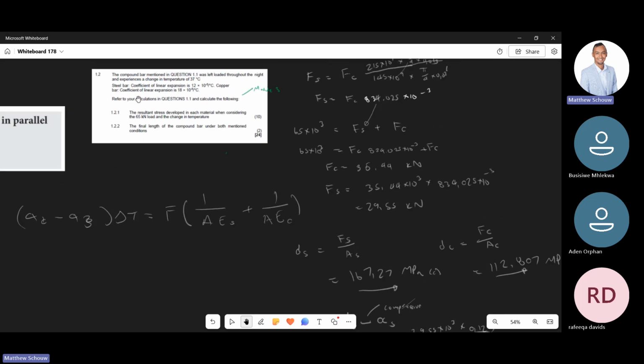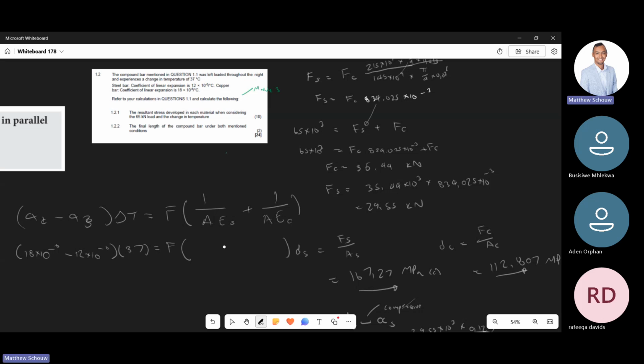Let me just bring the question down. So if you look there, copper has a linear expansion of 18 times 10 to the negative 6. Steel has 12 times 10 to the negative 6. And we experience a temperature change of 37 degrees. Remember, we're looking for the force.